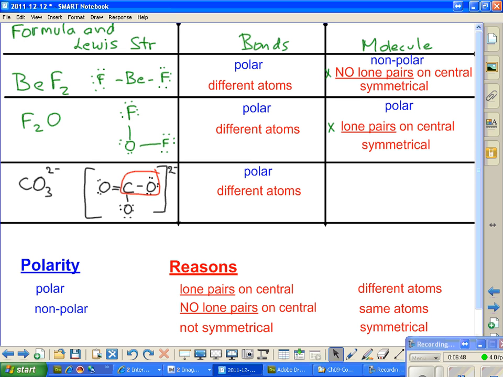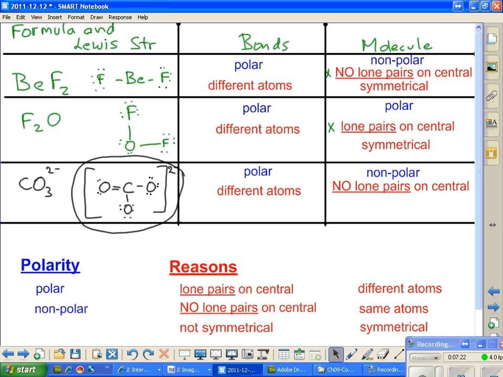Now, as we change from just looking at a bond to looking at the entire molecule, we see that we have no unshared pairs on the central atom. Without unshared pairs on the central atom, this guy becomes a nonpolar molecule. So we say no lone pairs, the same as saying no unshared pairs on the central atom.